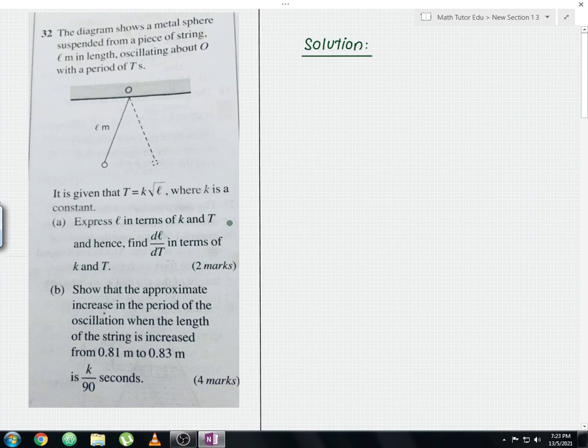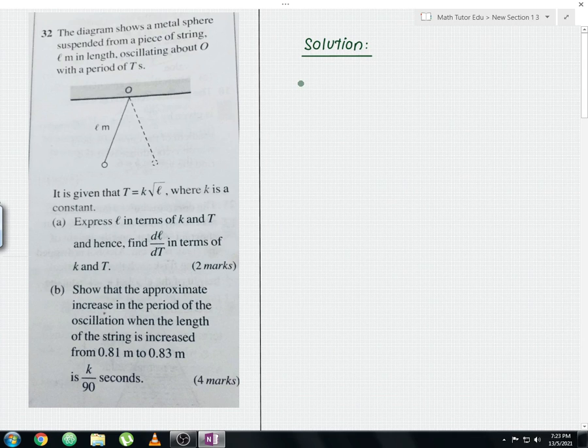So continue to read the question part A. Express L in terms of k and t, and hence find dL over dt in terms of k and t. Continue to read the question part B. Show that the approximate increase in the period of the oscillation when the length of the string is increased from 0.81 meter to 0.83 meter is k over 90 seconds.